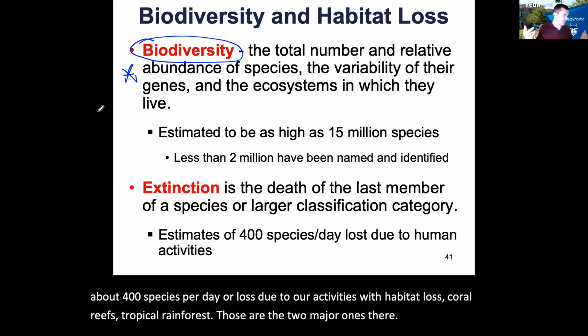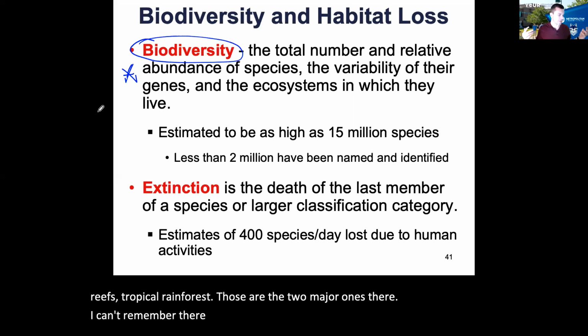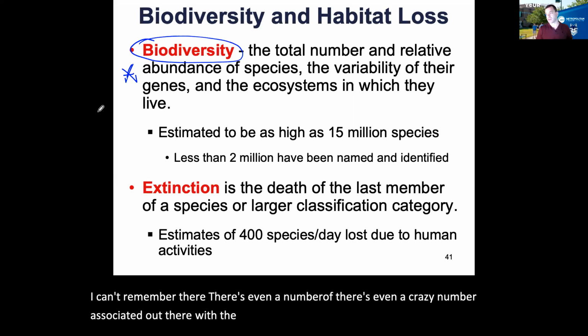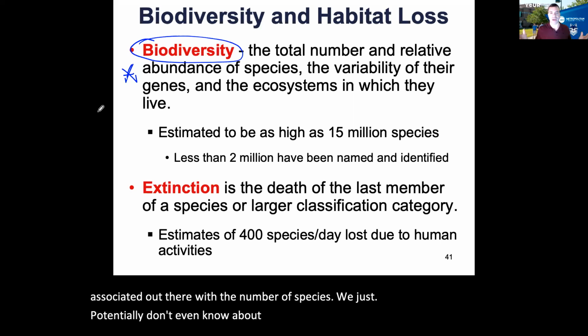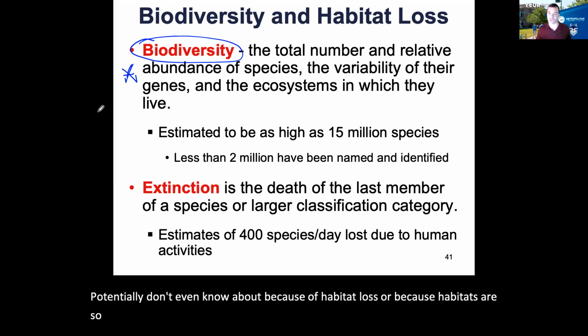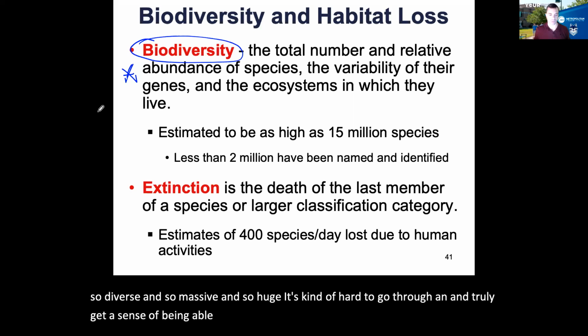I can't remember, but there's even a crazy number associated with the number of species we potentially don't even know about because of habitat loss, or because habitats are so diverse and so massive and so huge. It's kind of hard to truly get a sense of being able to catalog every single one of these species here.